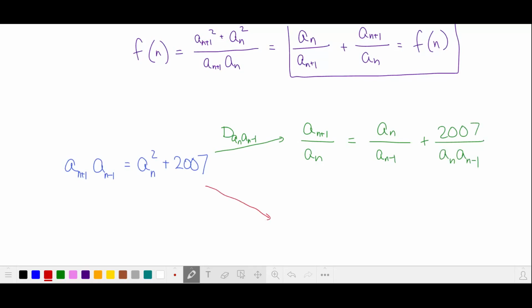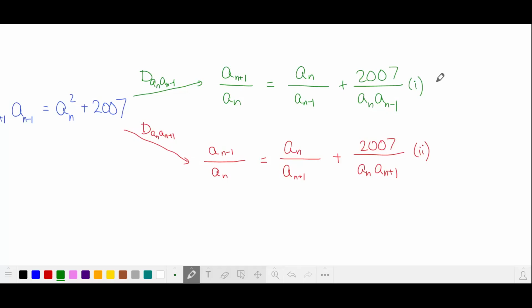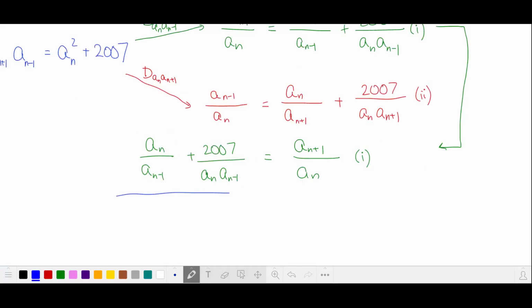We'll do the same thing, except this time we'll divide by a sub n plus 1. And on the left-hand side, the a sub n plus 1 is going to cancel. We'll be left with a sub n minus 1 and a sub n in the denominator. Here again, one of these a sub n's is going to cancel. We'll have one left, and then a n plus 1, and again 2007 over the product. I'm going to take this first equation and then reverse left and right. And now down here, I'm going to add these two equations.